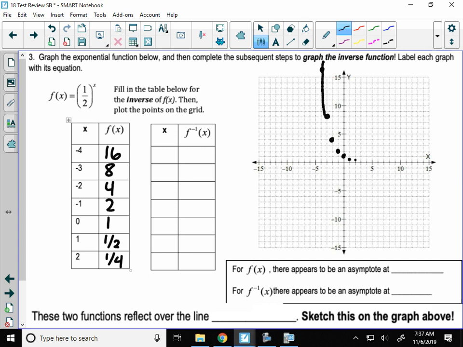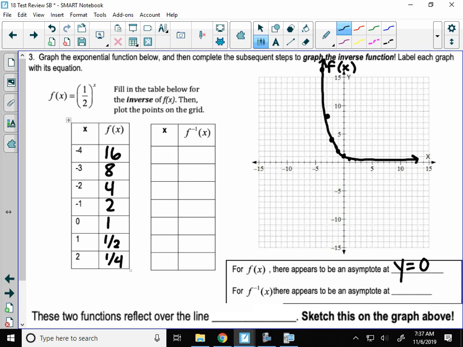So as I connect those, remember the points keep going. They get really close to that x-axis. That is the asymptote, which is the box right underneath. So the asymptote for that graph f of x, remember that's at the x-axis, or y equals 0.